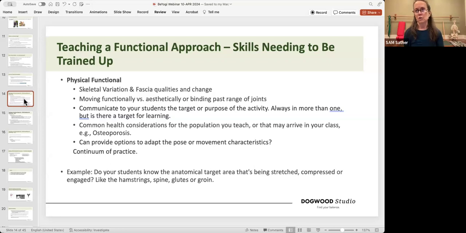And the physical functional part of teaching functionally, you need to have a very strong foundation of what is skeletal variation. What are qualities of fascia? How they differ in individuals and how they change during movement and stillness. It's also important to know what is functional movement. What are the kinds of functional movement? We could do a many-day course on that, versus aesthetically positioning in a pose. And how do I communicate? That's a very big skill set to get people to move functionally when you're teaching.